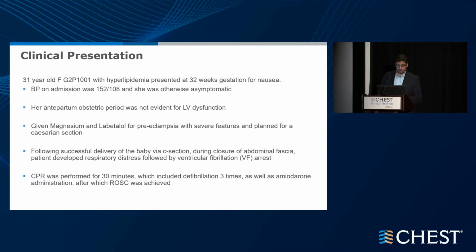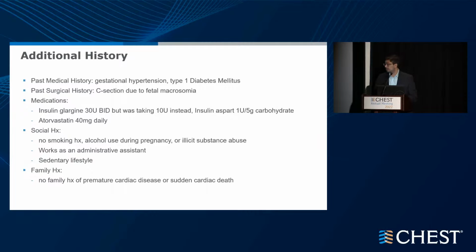I'll come back to this slide for the remaining 2 bullet points, but she had an additional history of gestational hypertension during her prior pregnancy, history of type 1 diabetes as well, for which she was on insulin 30 units twice a day. She was on atorvastatin 40 milligrams for her hyperlipidemia, and her prior pregnancy culminated in a C-section due to fetal macrosomia. She did not smoke cigarettes. She only used alcohol prior to pregnancy, with no alcohol use during pregnancy, and no illicit substance use as well. She worked as an administrative assistant in an office. However, she did have quite a sedentary lifestyle. And she had no prior family history of cardiac disease or sudden cardiac death.